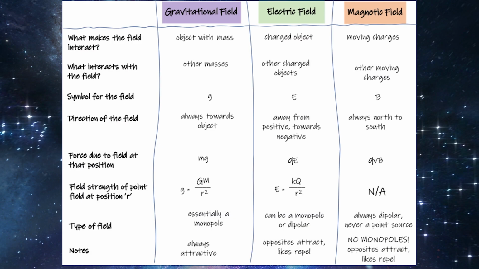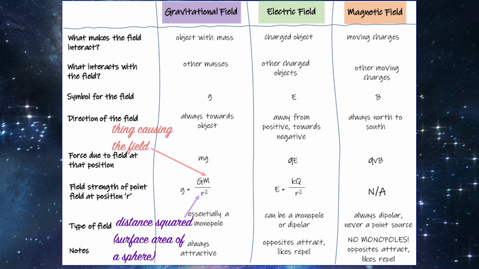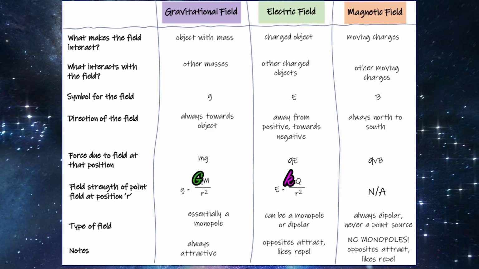Here's an update to our summary table. You'll note that the field strength looks a bit more now how you probably expect it. The thing causing the field divided by the distance to the point we're examining this field. What's this capital G and small k, though? Well, the good news is that they are both constants. Basically, they represent the number link between the property and the field. But we'll discuss this in an upcoming mini topic video.